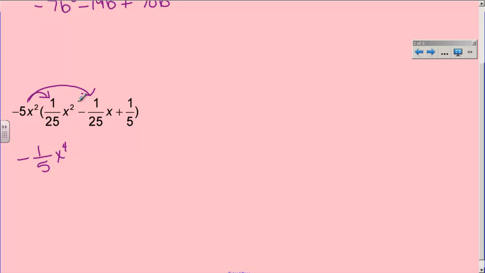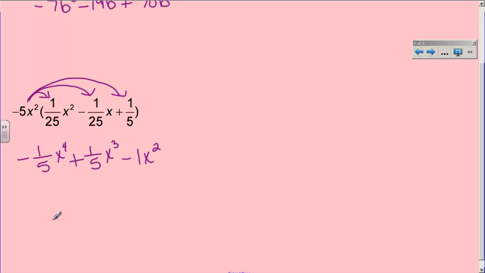Then distribute to here. This negative and this negative make a positive, so I have a plus sign. This one also becomes 1/5 because it's 5 times 1/25. And then my x squared times x is x to the third. And then negative 5 times positive 1/5 is negative 1x squared because the 5's will cancel each other out. So here is my simplified expression. I can't put anything together because I have an x to the fourth, an x to the third, and x squared. You can't do anything.